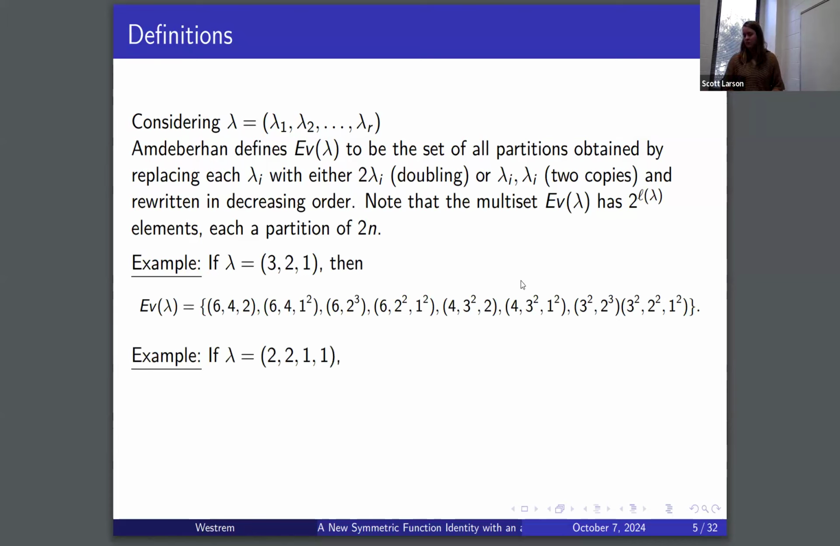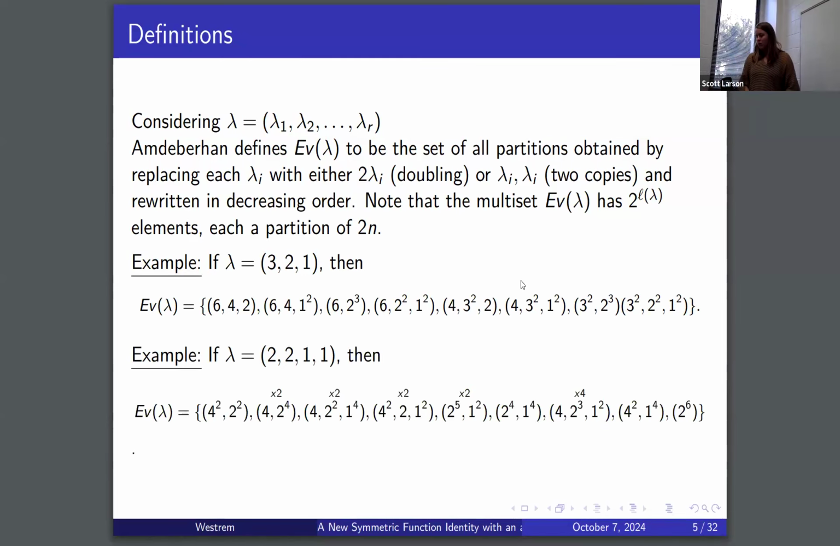Another example, 2, 2, 1, 1. Now lambda has some repeated parts in there. For EV of lambda, we have some partitions that show up more than once, so they're denoted on top there by times 2 or times 4. So we have some repeated ones in there, so not distinct.